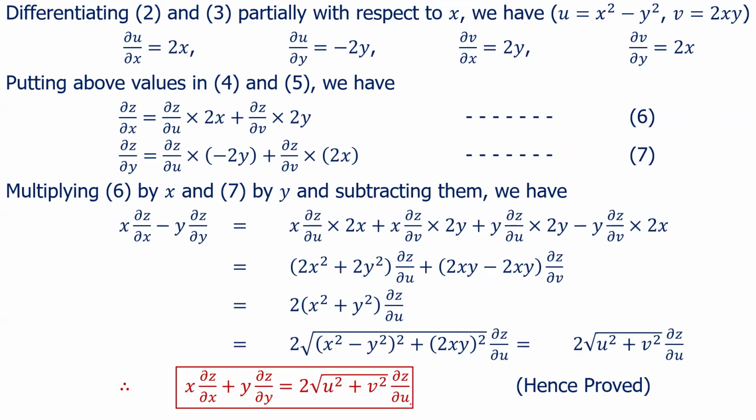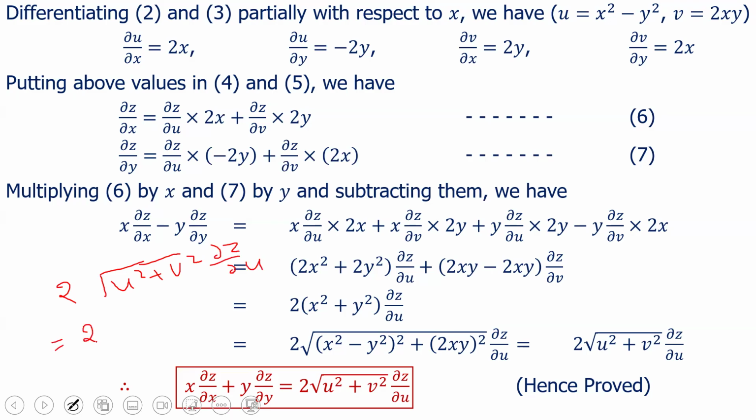Now we can also do one more thing over here. Suppose we have taken up to this step, now we are able to solve the right hand side. So we stop over here and let us take the right hand side. This is the left hand side. Left hand side is equal to 2 times x square plus y square del z del u. Let us take the right hand side. So right hand side is 2 times root over u square plus v square del z del u.